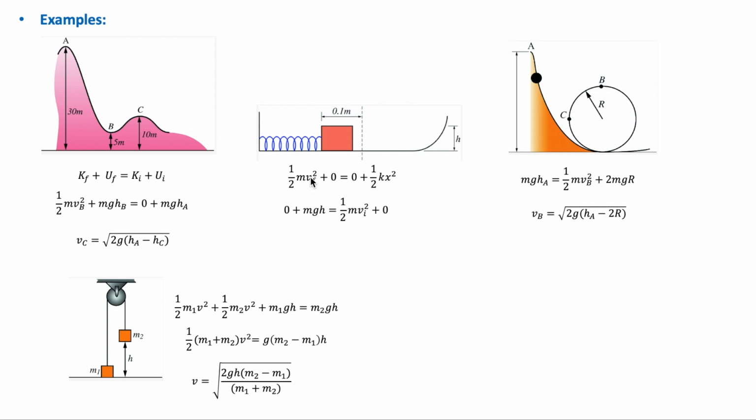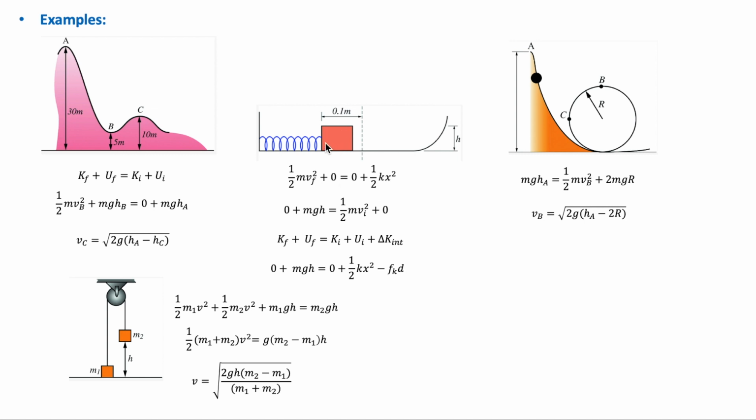So at the initial position, there is only potential energy of the spring, and then there is no kinetic energy. And just as the block is leaving the spring, the potential energy is zero, and all of it is transformed into the kinetic energy of the block. So from this equation, we can find the speed of the block just as it leaves the spring. So it is equal to square root of k over m times x, okay?